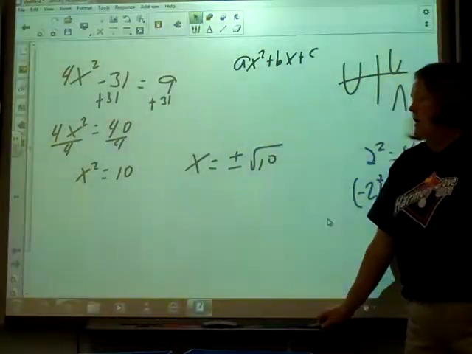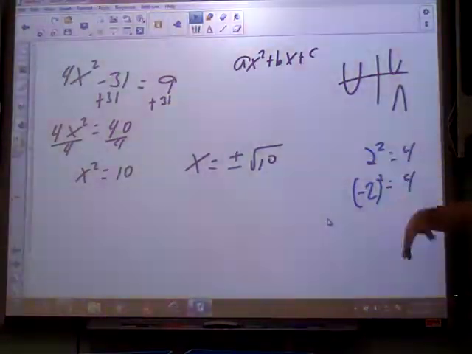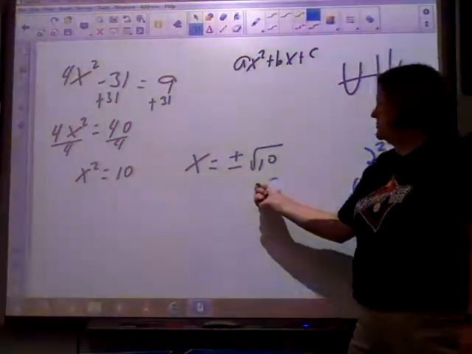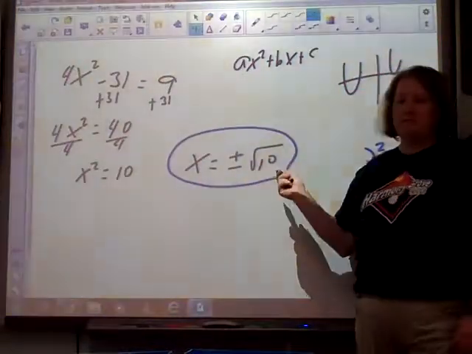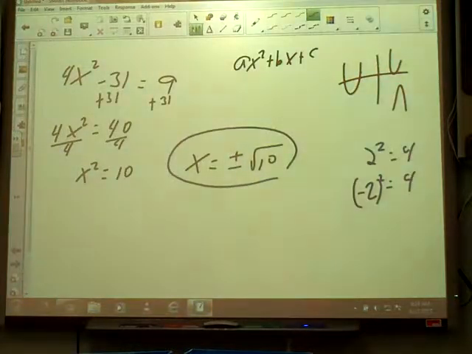Now, we're done. That's our answer. This crosses the x-axis 2 times. It does it at the positive square root of 10 and the negative square root of 10. That's it. There's nothing else you can do there.